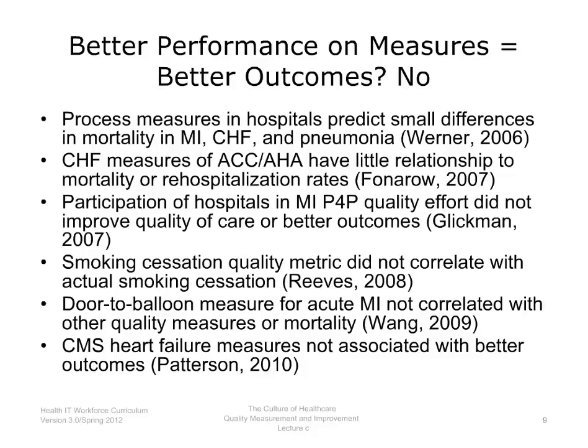Perhaps one of the most negative studies showed that hospitals that participated in a particular P4P quality effort did not produce an improved quality of care. The hospitals did not do any better in the quality measures, and of course, none of the patients had better outcomes. Other studies have been negative as well. In one, a smoking cessation quality metric did not correlate with actual smoking cessation. In another, a door-to-balloon measure for acute MI did not correlate with other quality measures or mortality. Finally, use of Centers for Medicare and Medicaid Services, CMS, heart failure measures has not been associated with better outcomes.